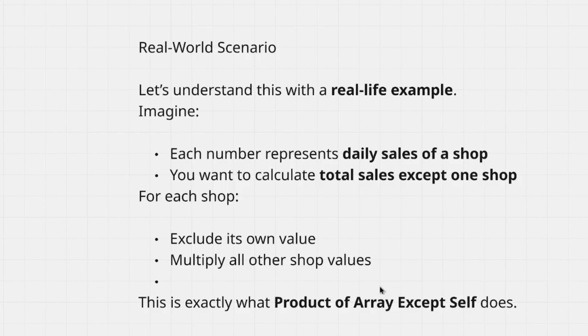So let's understand this with a real life example. Imagine each number represents daily sales of a shop. You want to calculate the total sales except one shop. For each shop, exclude its own value and multiply all the other shop values. So this is exactly what product of array except itself does.